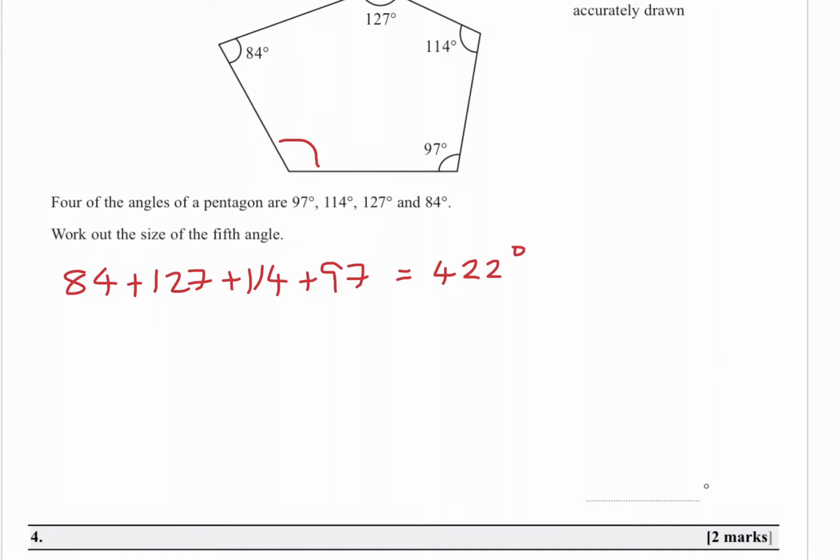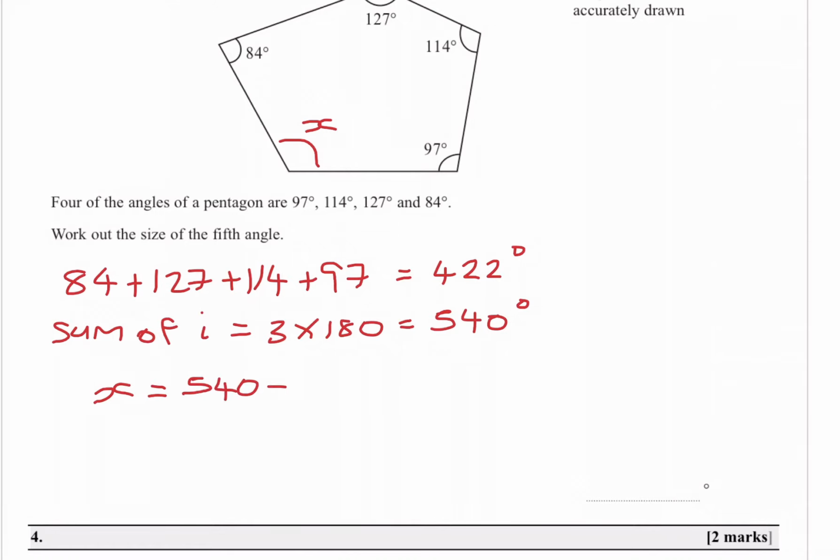So that's what the 4 angles together add up to. We want to know what the 5 angles must add up to. Okay, so the angles in a pentagon, we'll call that the sum of I, the sum of the interior, is going to be the 3. That's the 5 take away 2. So 5 sides, so 3 triangles. 3 multiplied by 180, which is 540 degrees. Okay, if we call this then angle x, that must mean that x is equal to 540 take away 422, so x is going to come out at 118 degrees.